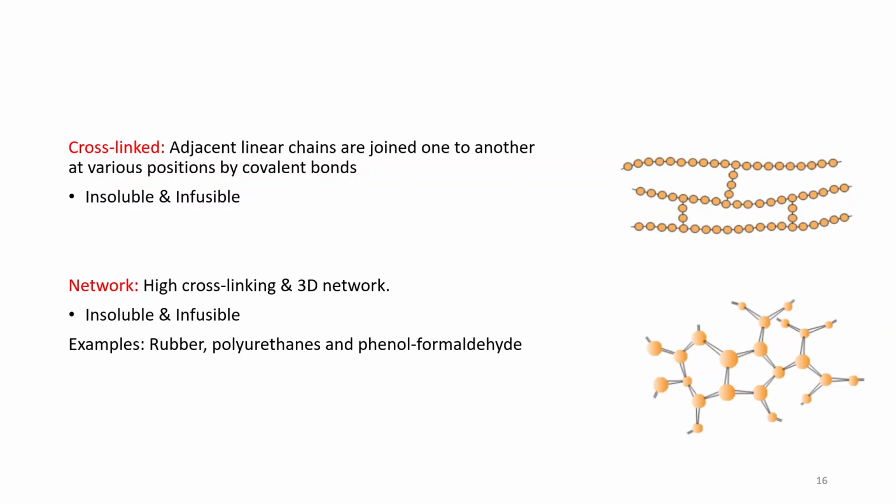Next type is cross-linked. In this, adjacent linear chains are joined one to another at various positions by covalent bonding, and these are insoluble and infusible. And next is network type of polymers. These have high cross linking and a 3D type of network, and these are insoluble and infusible. Examples include rubber, polyurethanes, and phenol formaldehyde.